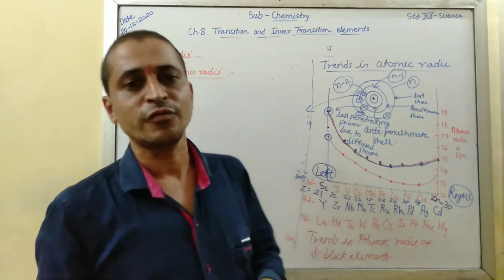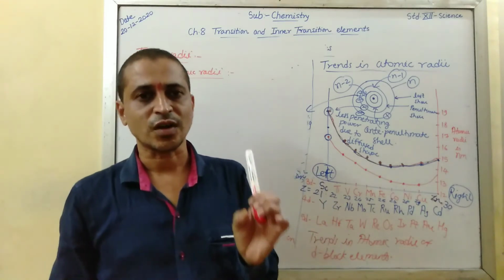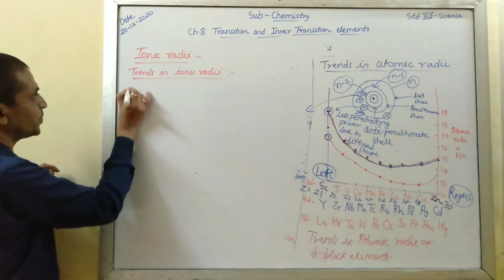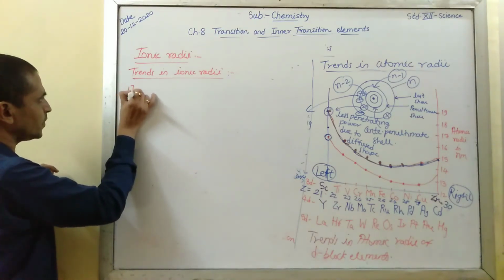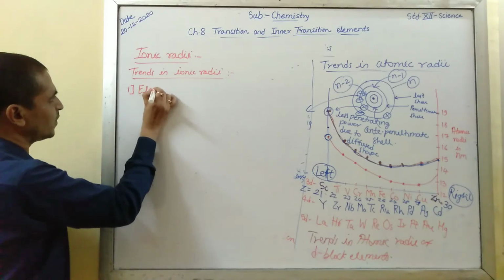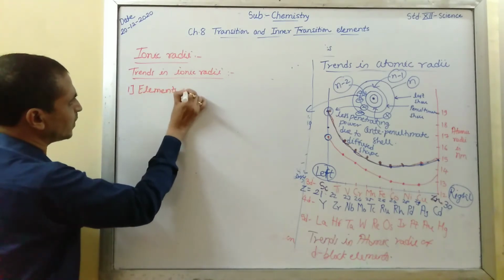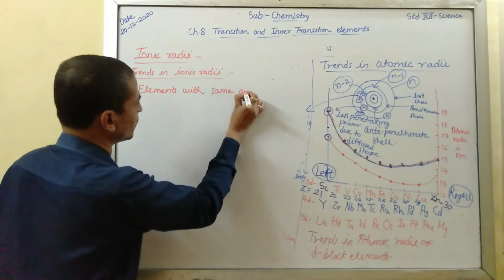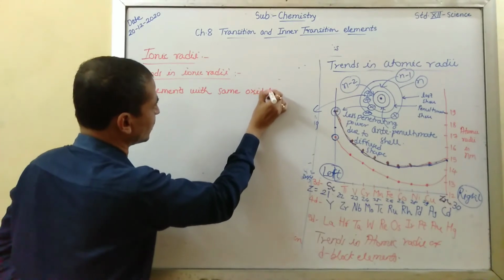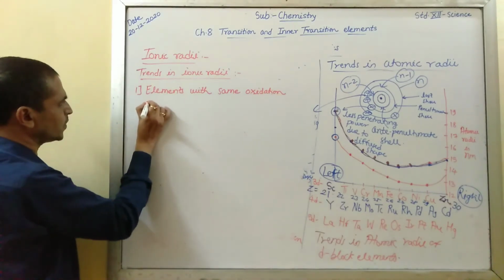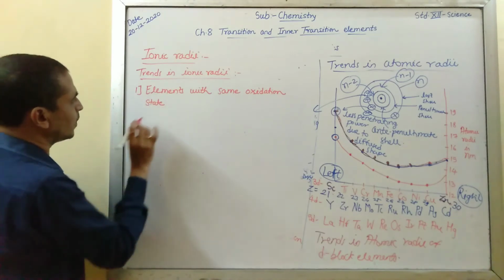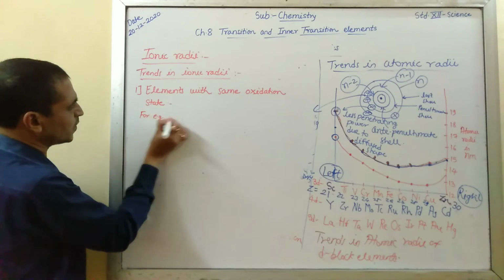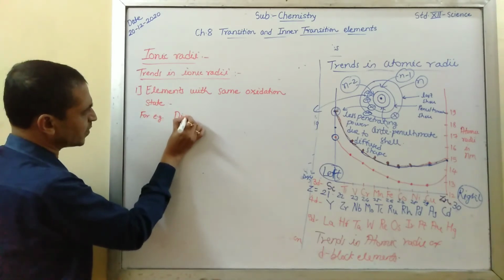We have already studied about variable oxidation state of first transition series. Now ionic radii is also related with oxidation state. There are 2 points. Elements with same oxidation state. We consider, for example, divalent ions.